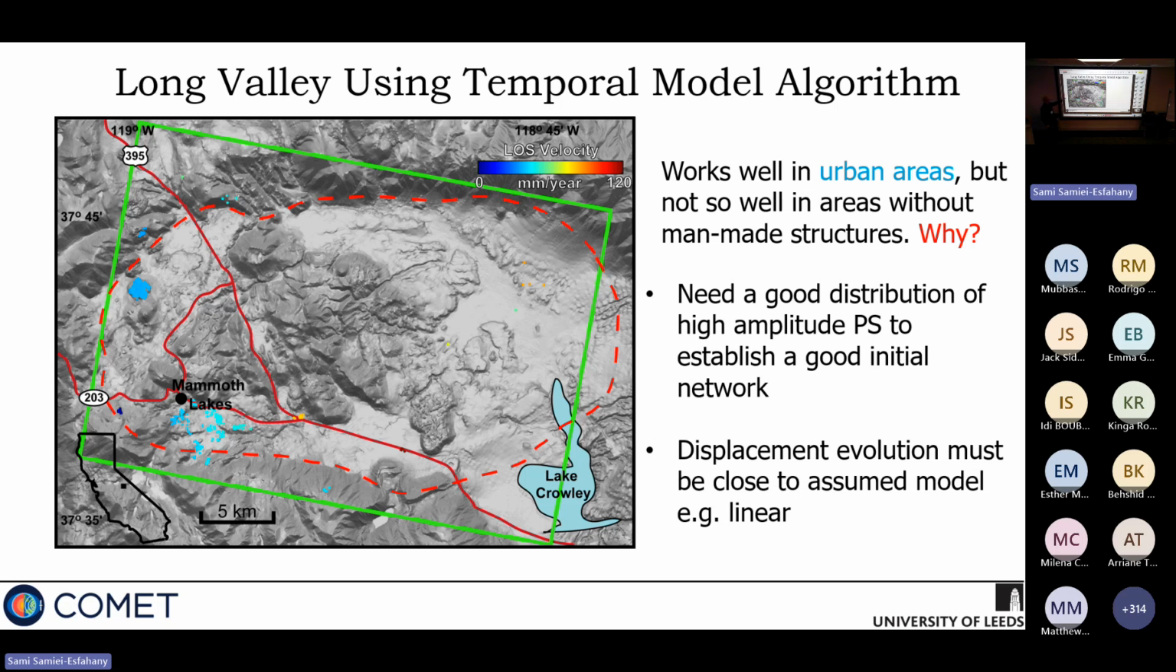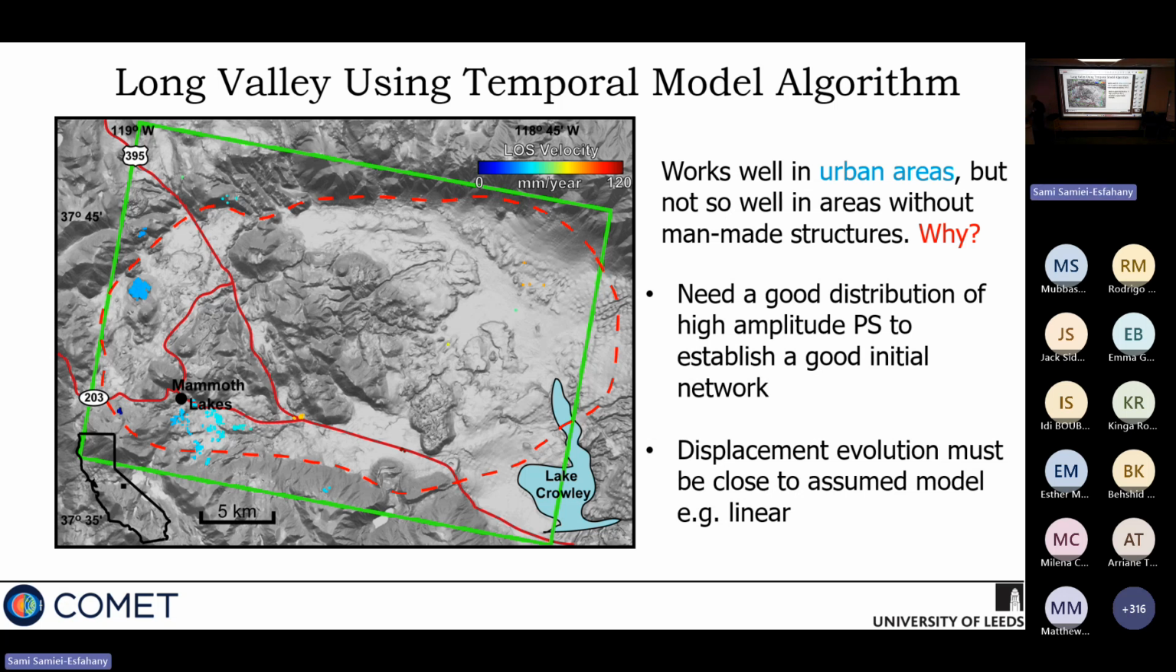I was interested in volcanoes, so I applied that PS approach I just described to you to a volcano. This is Long Valley caldera in California, and these are the results I got. I got really nice results for the town of Mammoth Lakes down here. There's a few buildings there, and really nice results over this obsidian dome. Obsidian is really good for scattering as well, as it turns out. But over the rest, I got nothing.